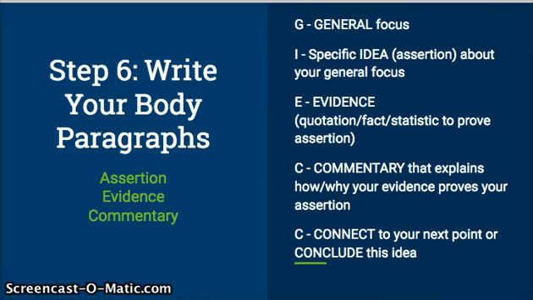After you have your outline and you have your evidence, it's time to start writing your body paragraphs. Good body paragraphs are made up of 3 things: assertion, evidence, and commentary. In order to make sure that you've covered all 3 of those bases, I've given you the template of GEEC, G-I-E-C-C. G stands for general focus, I stands for specific idea or assertion about your general focus, E stands for evidence, a quote, fact, or statistic to prove your assertion. C is commentary that explains how or why your evidence proves your assertion. And finally, C, connect to your next point or conclude this idea.